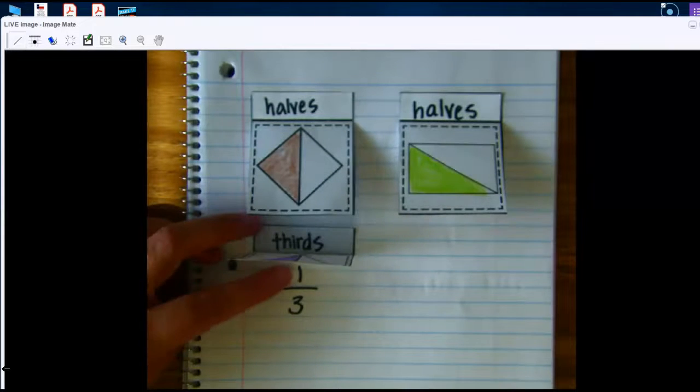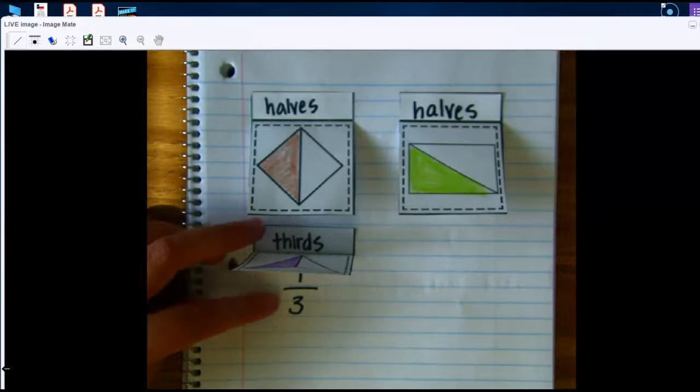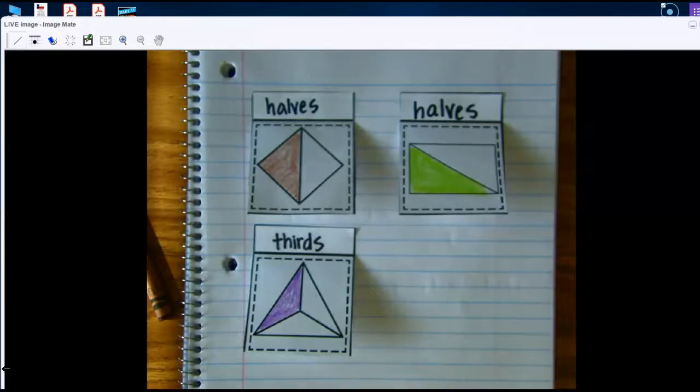So the number on top is how many are colored, and the number on the bottom is how many parts there are in all. Colored and uncolored.